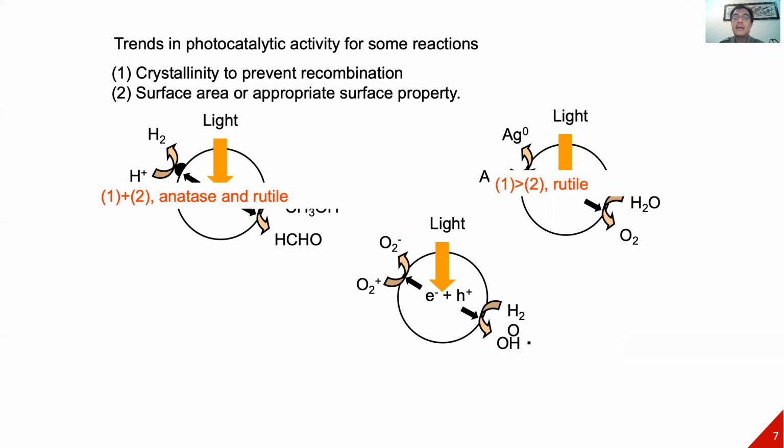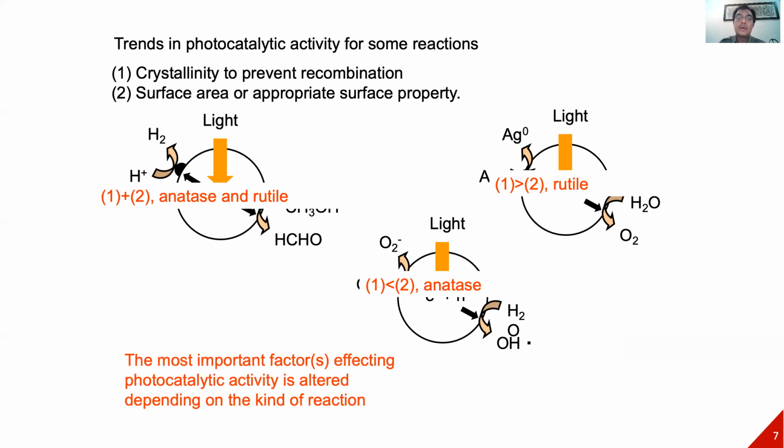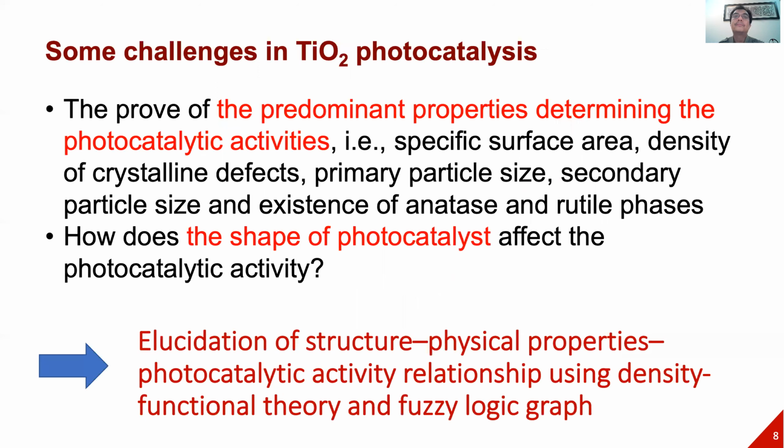And in the second example, for the oxidation of water to oxygen, the crystallinity is a more dominant factor compared to the surface area, and the reaction is only active with the presence of the rutile phase. And the third example is the oxidation of water to hydroxyl radical, where surface area is a dominant factor compared to crystallinity, whereas anatase is the active site. Based on these examples, it can be concluded that the most important factor affecting photocatalytic activity differs depending on the kind of reaction.